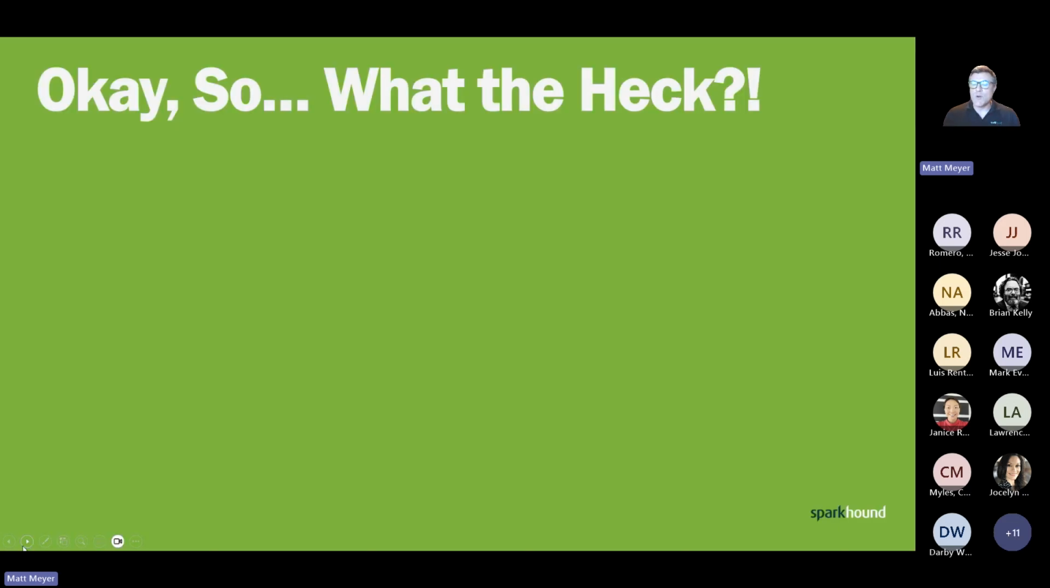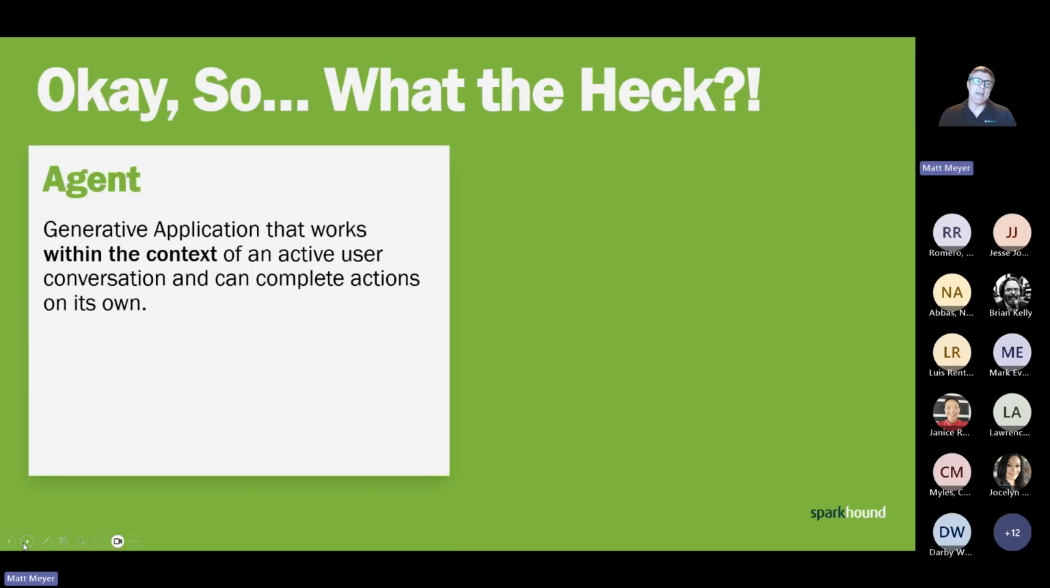So the first thing is, okay, so what the heck are these things? What is an agent? If you think of a typical chatbot, something that you ask a question and it responds back to you, and now with generative AI, it's going to generate a response to you. An agent is something that does that and does stuff. It acts within the context of the user and it does stuff. So you can tell it to do things on its own.